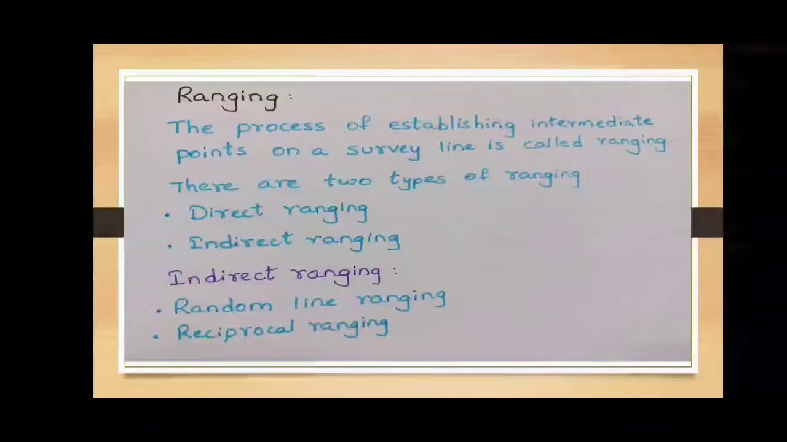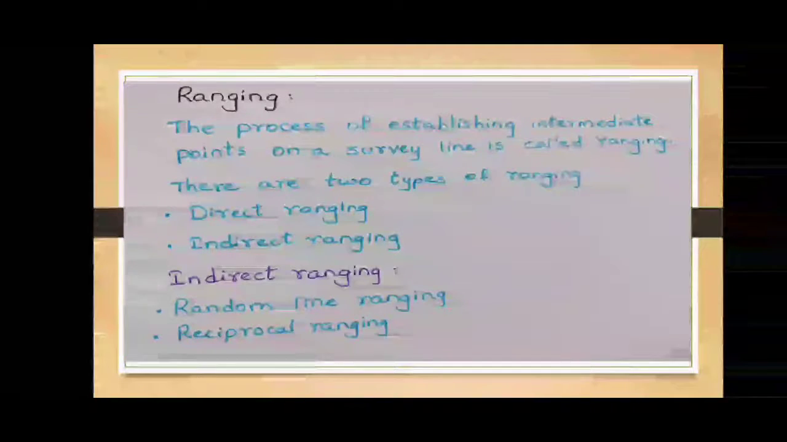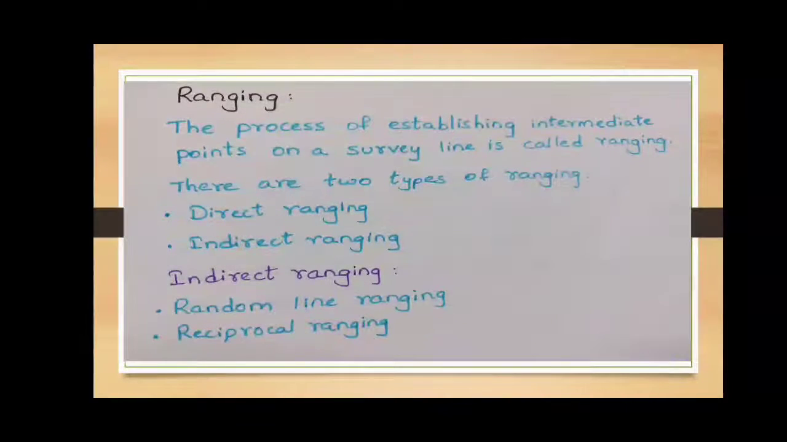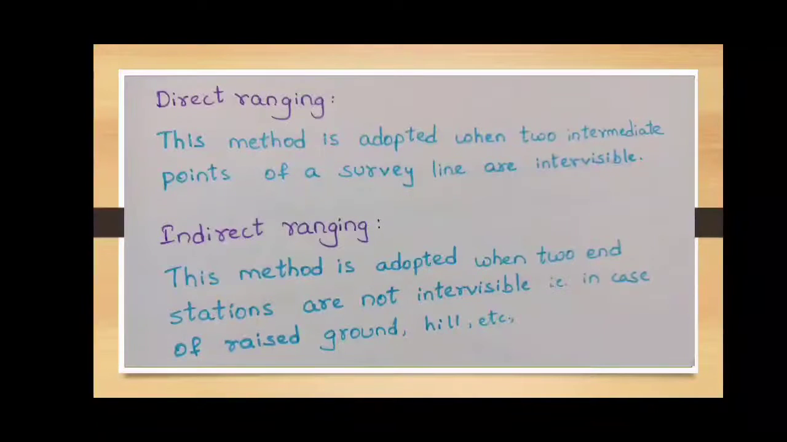Now coming to ranging. There are 2 types of ranging: direct ranging and indirect ranging. Direct ranging is done by eye ranging or line ranger, and indirect ranging is further classified into random line ranging and reciprocal ranging.